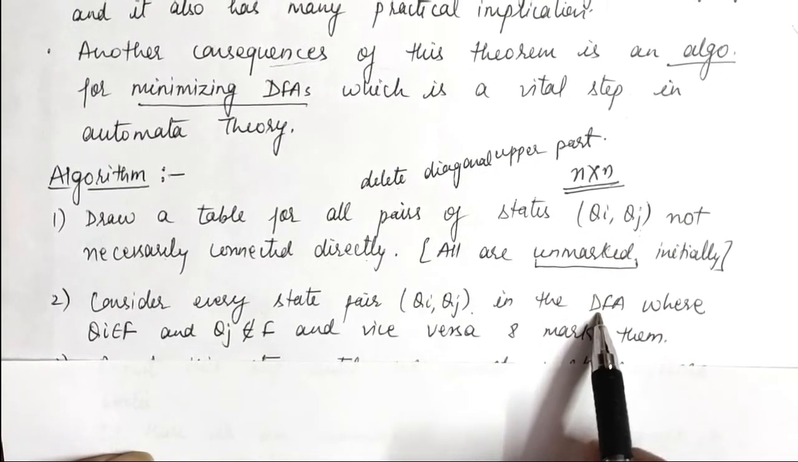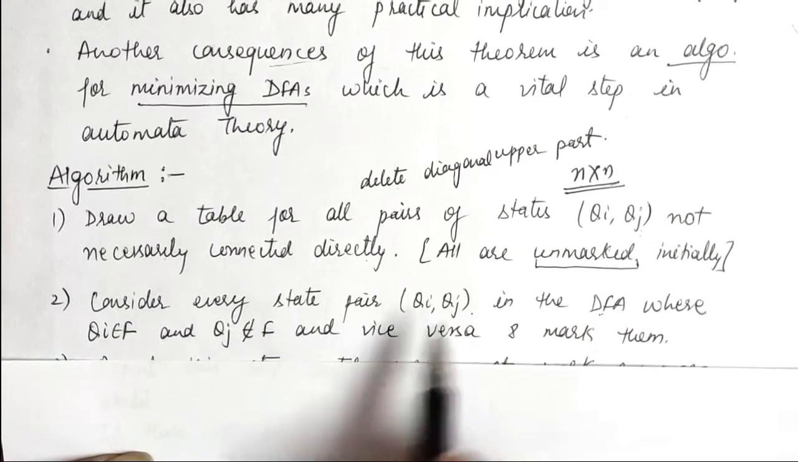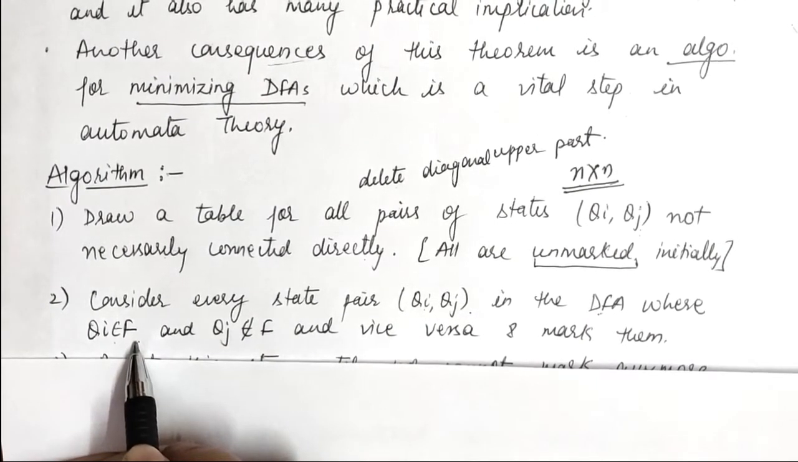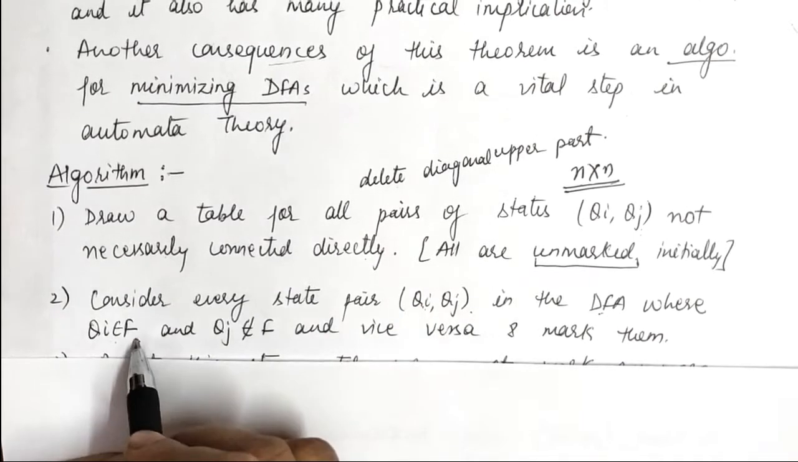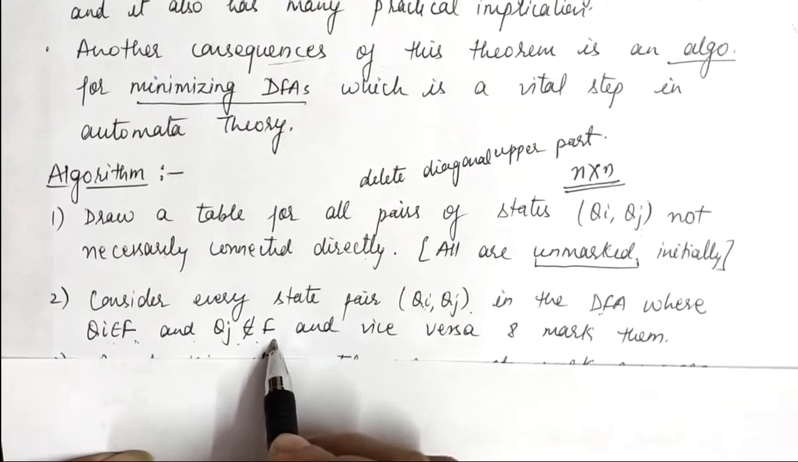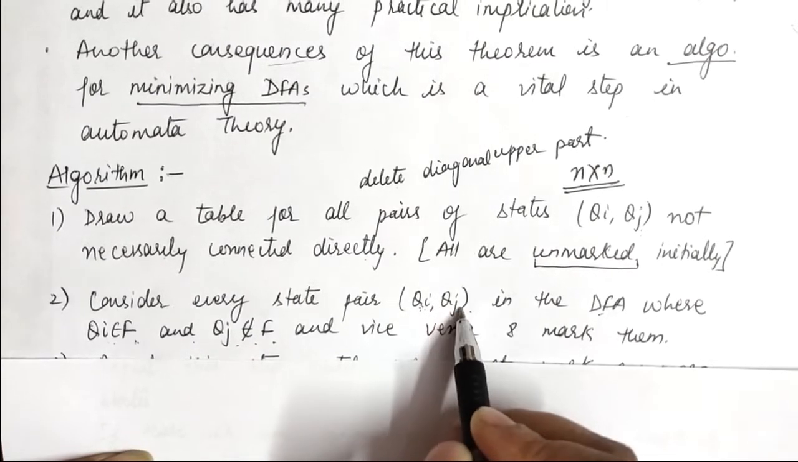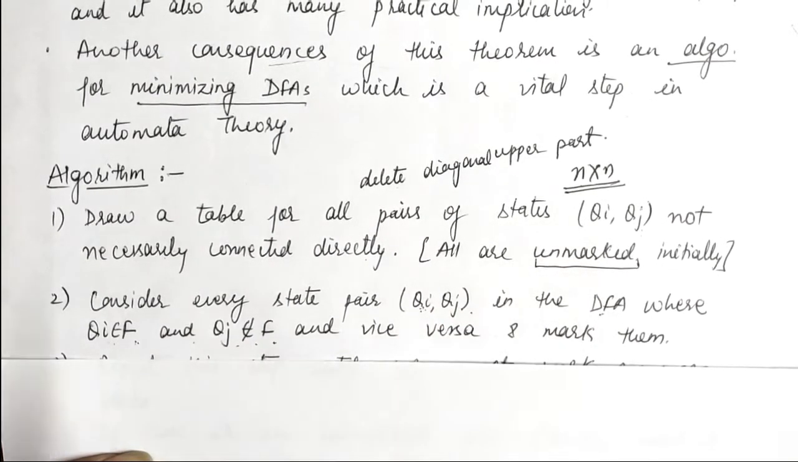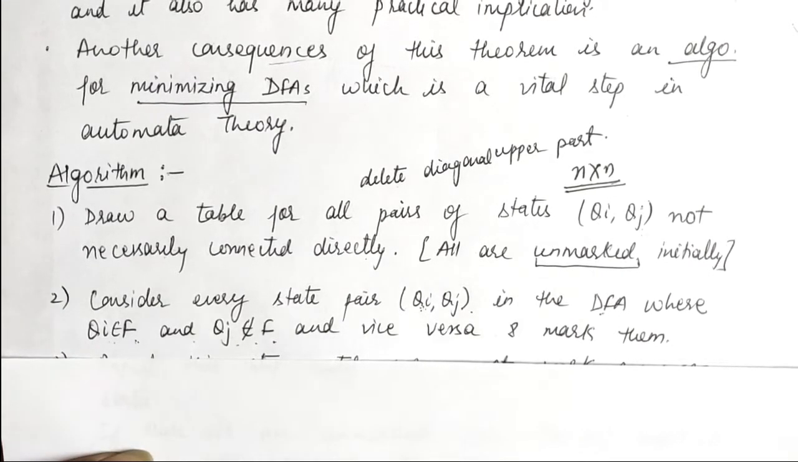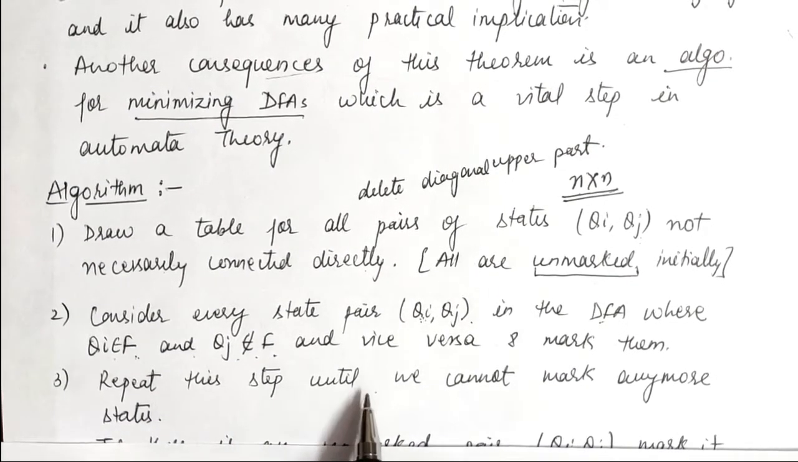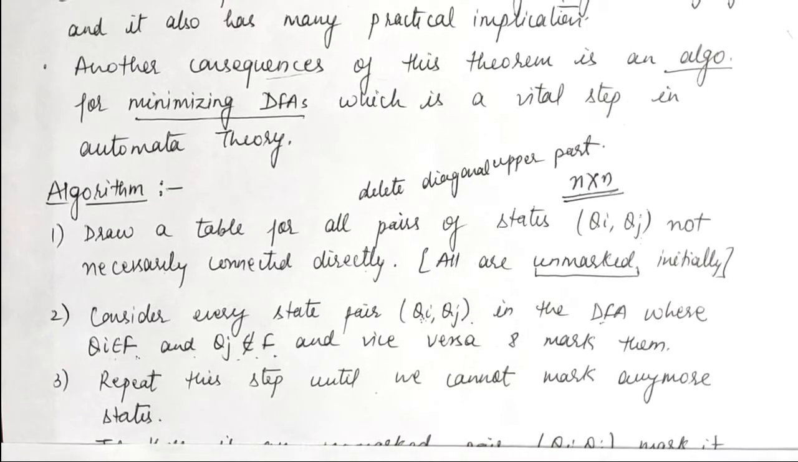The second step is that we consider every state pair Qi Qj in the DFA and find out whether Qi belongs to F, the final state, and Qj does not belong to F. So one of the states Qi or Qj belongs to a final state and the other state does not belong to a final state. If this is so, then we mark that pair. After this, we repeat this step until we cannot mark any more states.